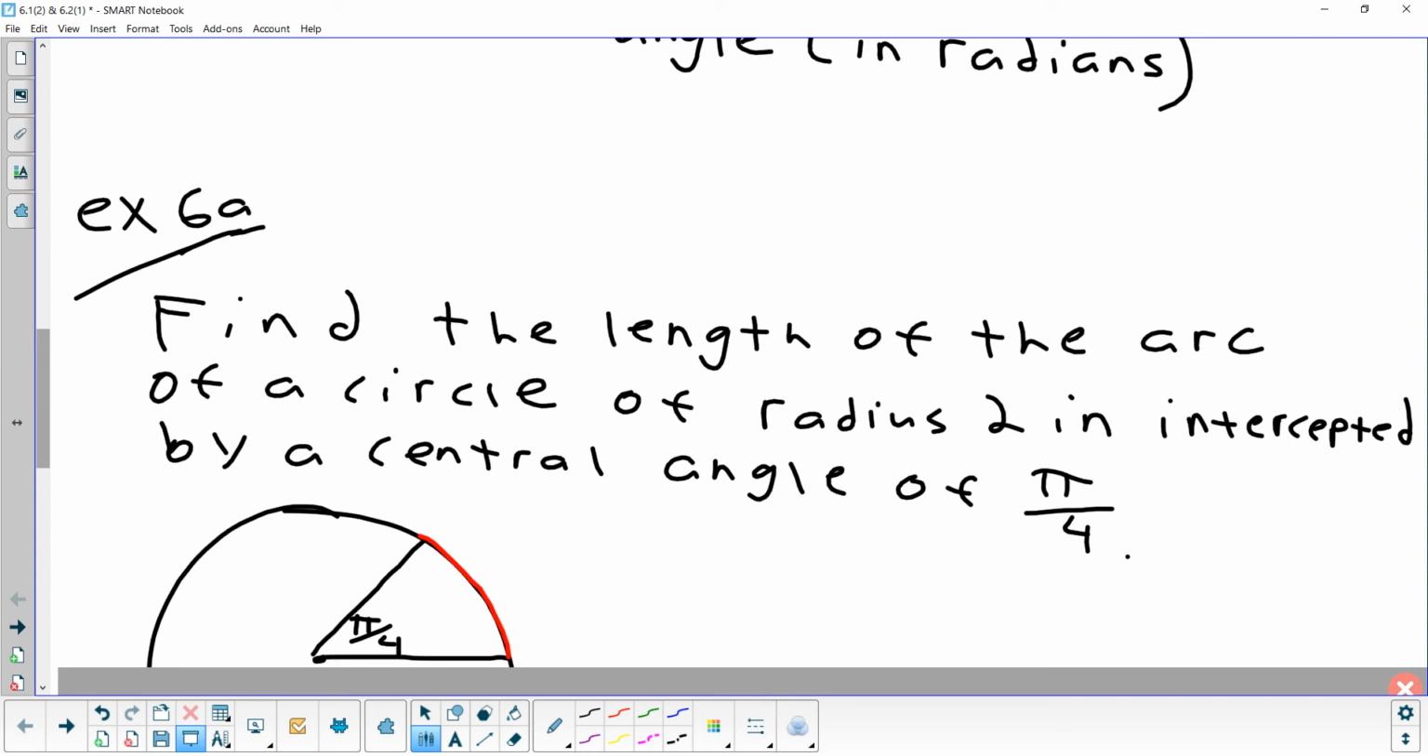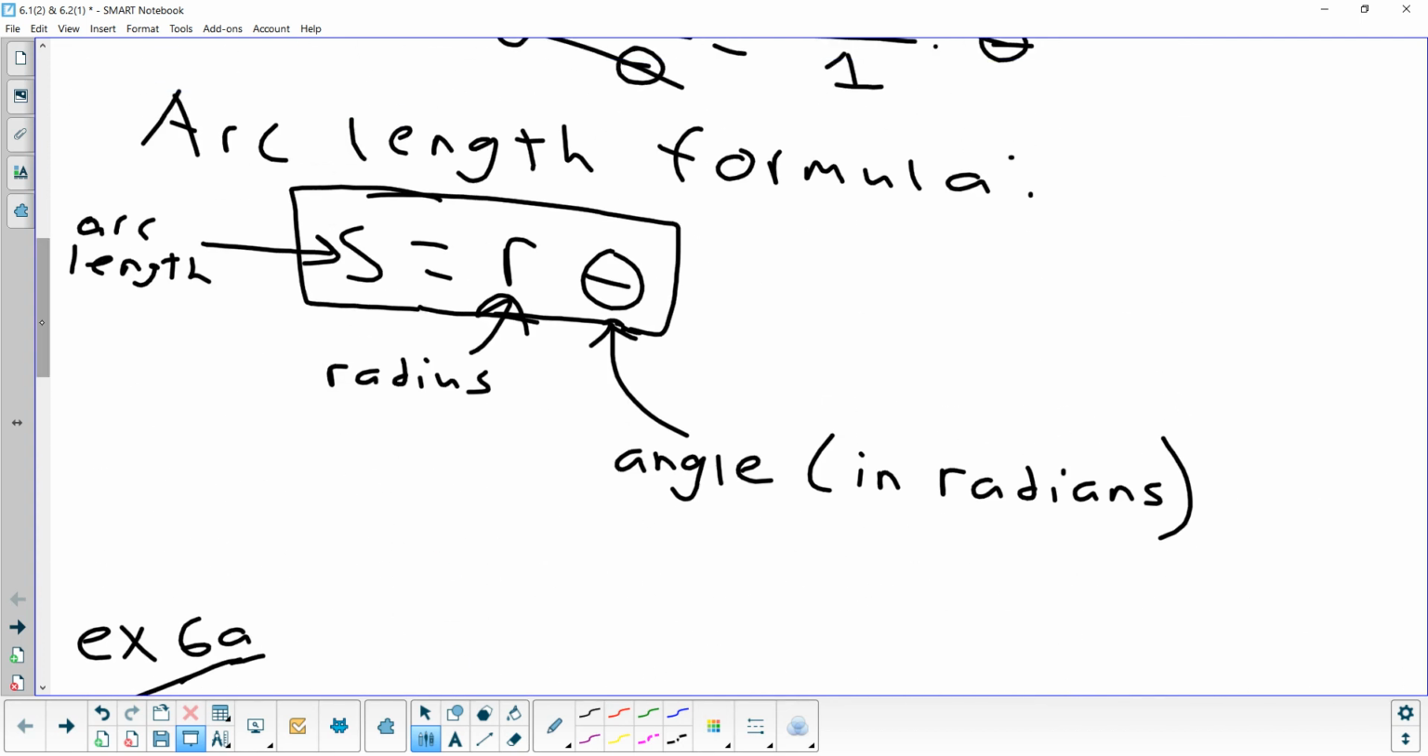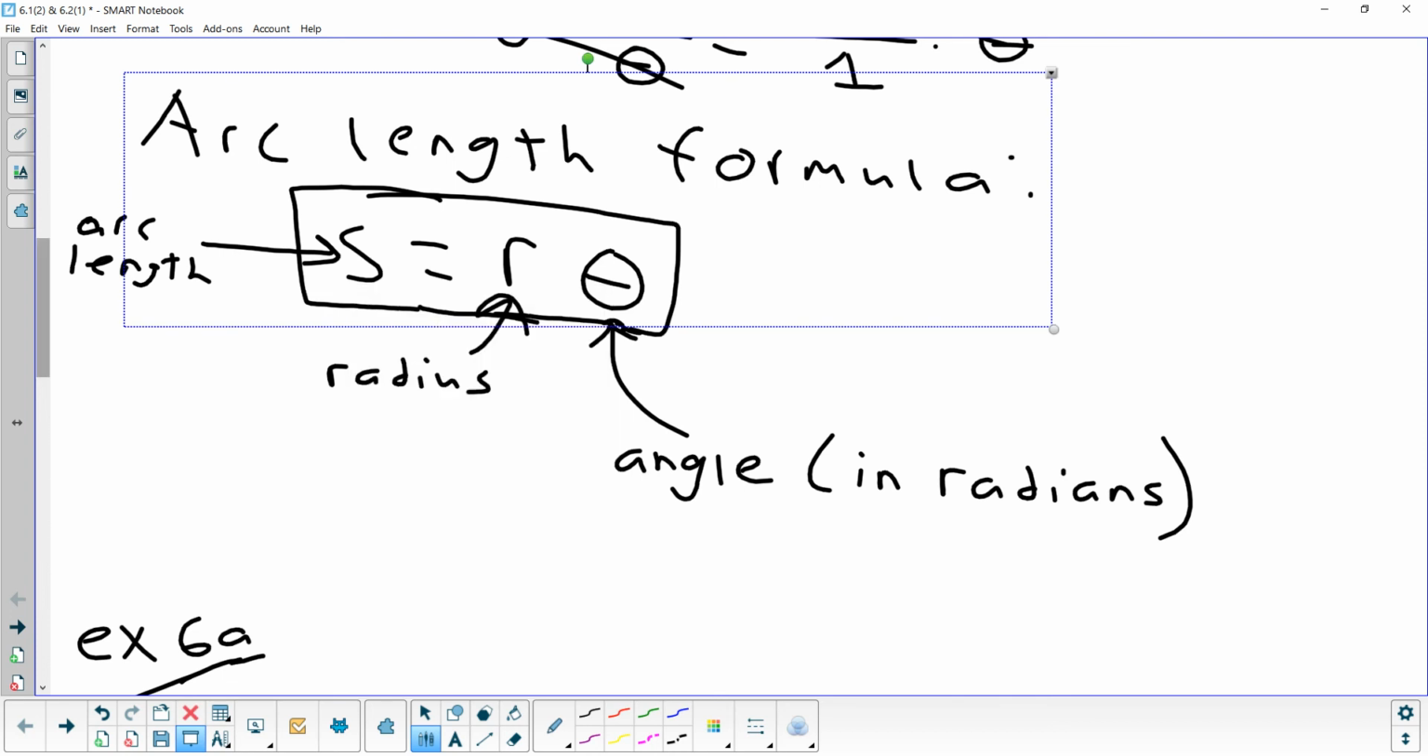It's already in radians, it doesn't have the little circle on it, so I don't have to worry about converting it this time. And they gave me the radius, which is 2. They can give you any 2 of these variables. If they give you the r and the theta, you're going to solve for s. If they give you the s and the r, you're going to solve for theta. But the point is, there are 3 variables. You'll always know 2.